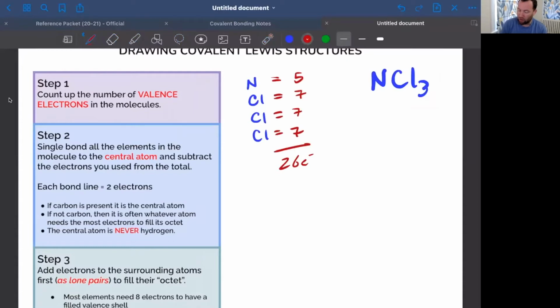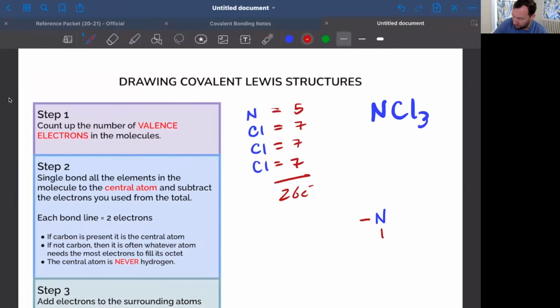Next, I'm going to single bond all the elements in the molecule to the central atom. So which one is going to be central, nitrogen or chlorine? Well, there's no carbon. If not carbon, then it's whatever needs the most electrons to fill its octet. If we're looking at what we need, nitrogen needs 3, and all these need 1. So which one's going to be the center? It's going to be nitrogen, okay? So I put nitrogen in the center, and I'm going to use single bonds to bond all of the surrounding elements, which are all chlorine, to the nitrogen.